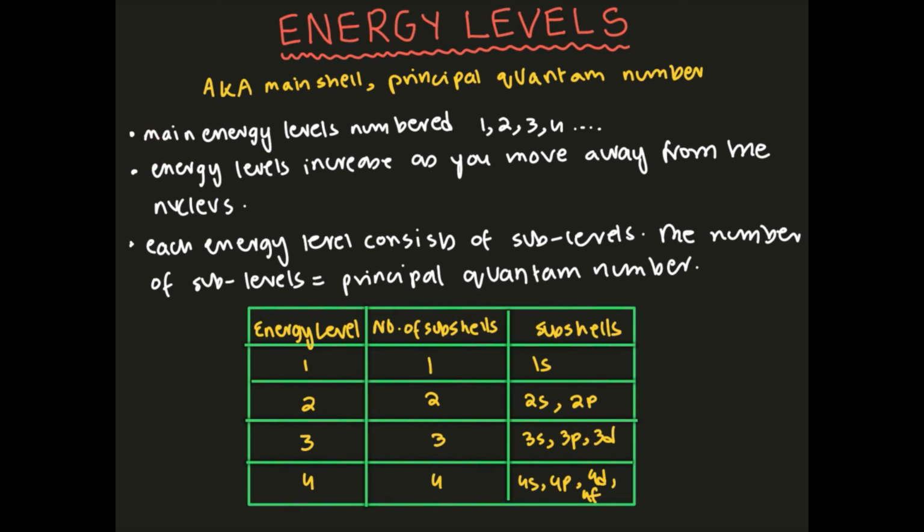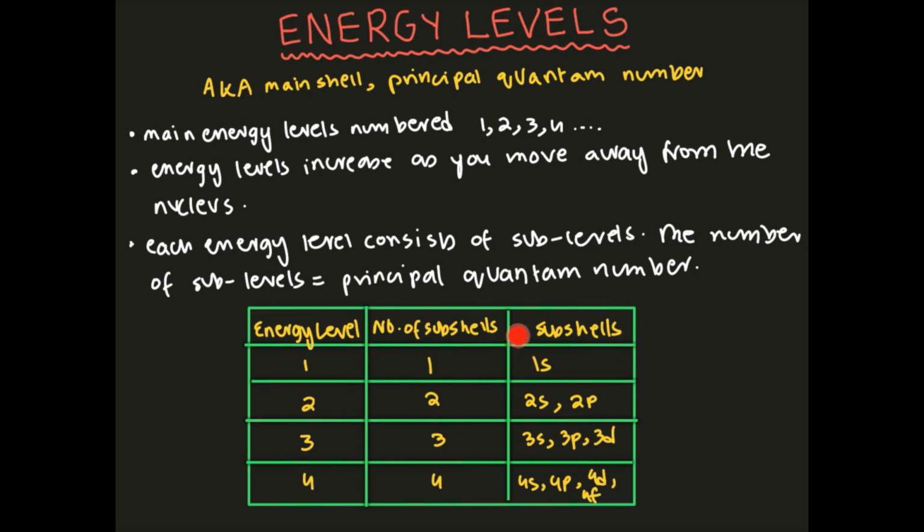Now each energy level is going to consist of sublevels. If you have energy level 1, it's going to have its own sublevels. If you have energy level 2, it's also going to have its own sublevels. And the number of sublevels is equal to your principal quantum number. So if your quantum number is 1, you're going to have 1 sublevel or subshell. If your quantum number is 2, you're going to have 2 sublevels. So this depends on the quantum number.